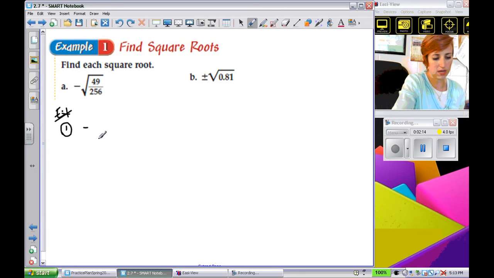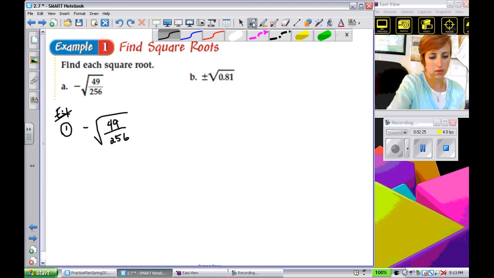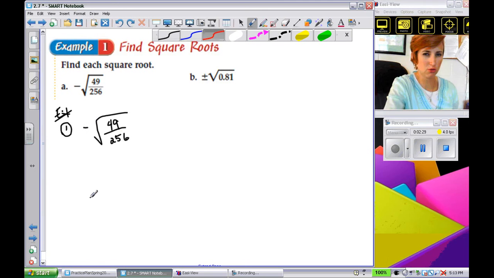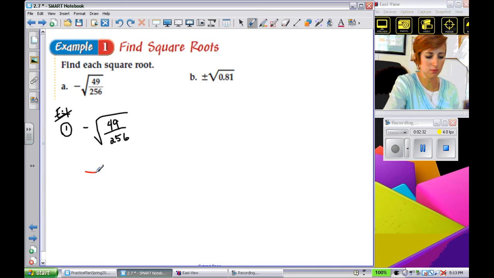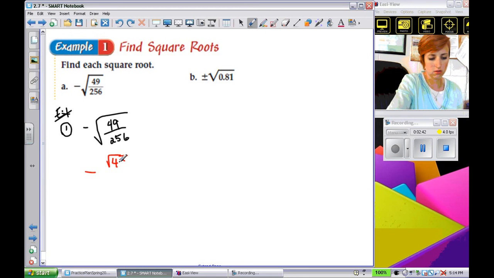And we're given a negative square root of 49 over 256. So, even though we see this negative symbol out here, we're just going to drop it down. So drop down our negative symbol, and our square root bar is over a fraction. So I break it apart and put it over just the numerator and just the denominator.